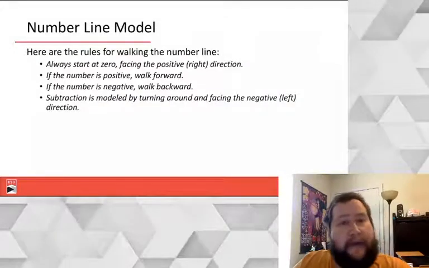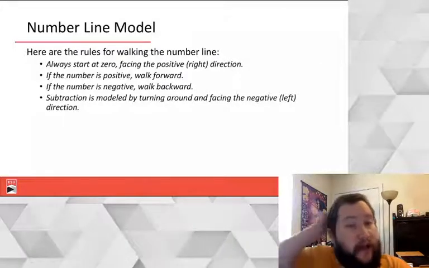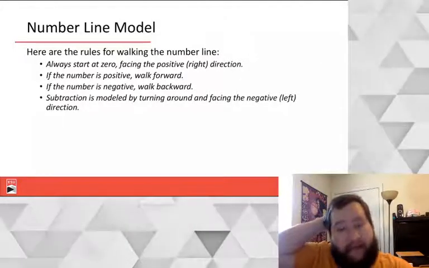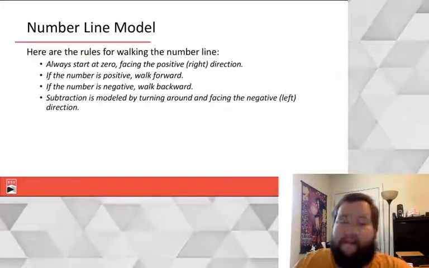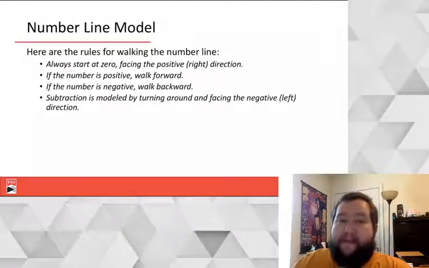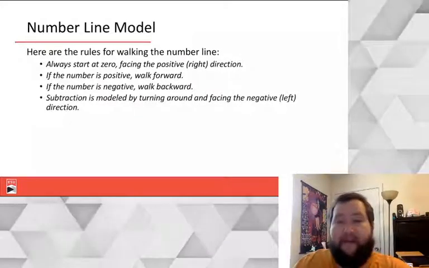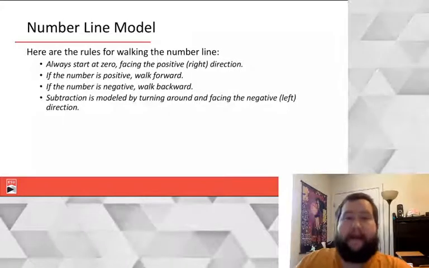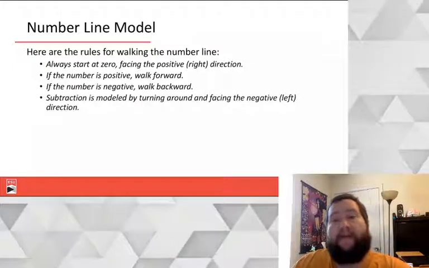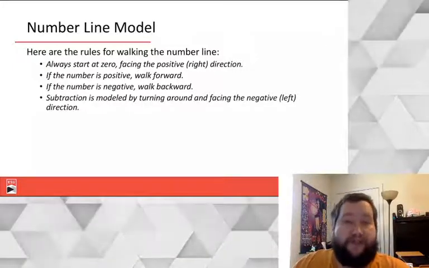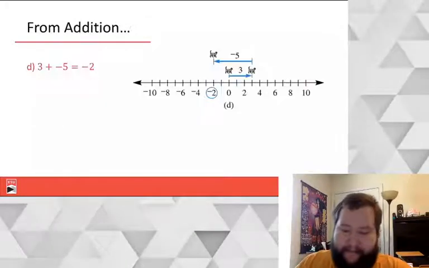And then for the number line model, we're going to add a little bit of rules for subtraction. So we always start at 0 and face the positive, or right, direction. Okay, so we're always facing the positive numbers. If the number is positive, we walk forward, and if it's negative, we walk backwards. We won't turn around, we'll just literally step backwards. And then if you have a subtraction, the first thing you do is you turn around and face negative. And so let me illustrate this.